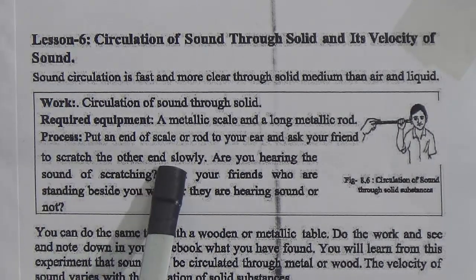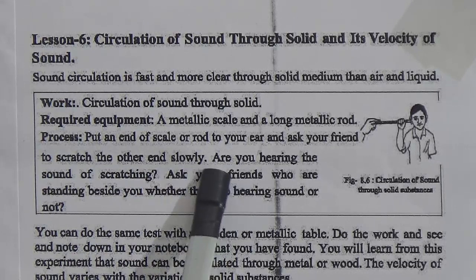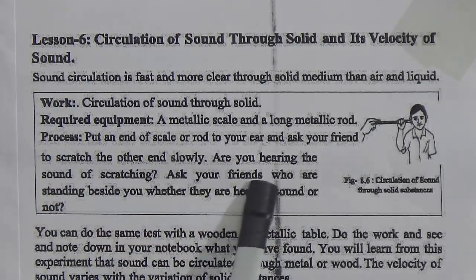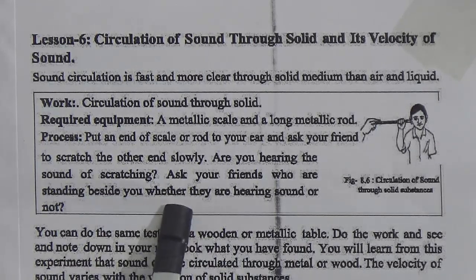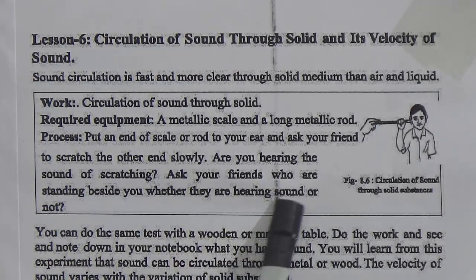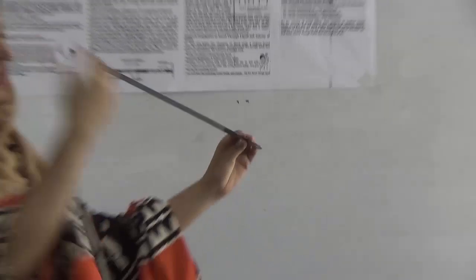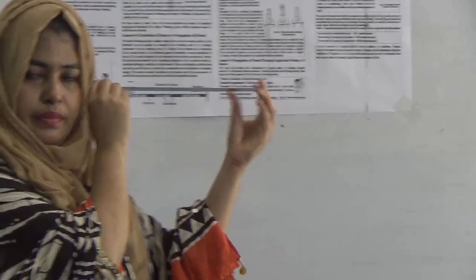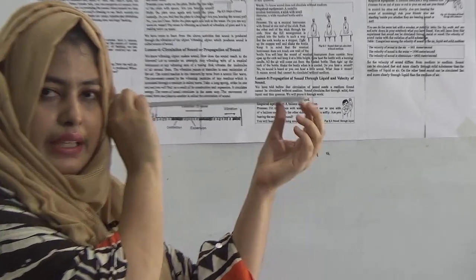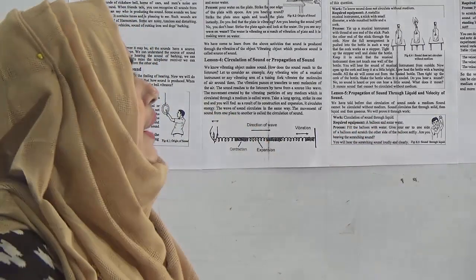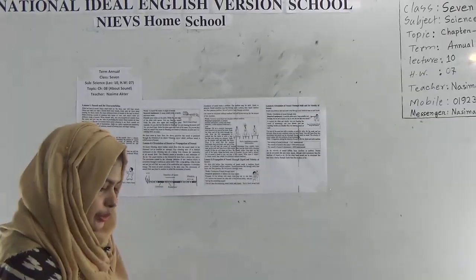scratch the other end slowly. Are you hearing the sound of scratching? Ask your friend who is scratching beside you whether they are hearing sound or not. We can do this experiment here. Here is a steel metal scale. If I keep this side on my ear and if I scratch here, I can hear sound. Okay, so you can do it at your home.